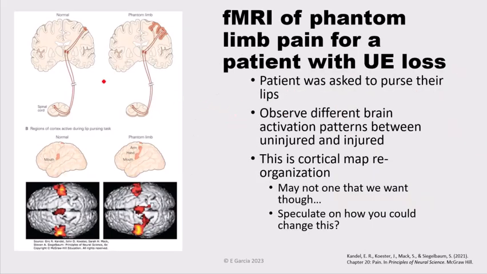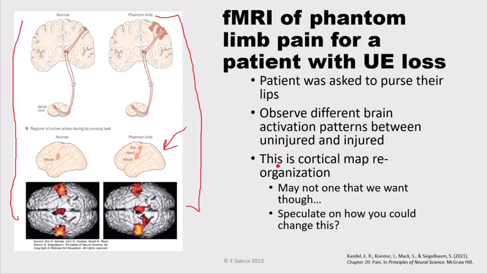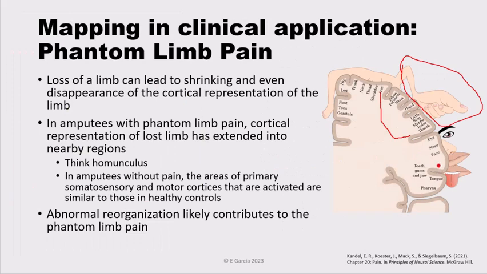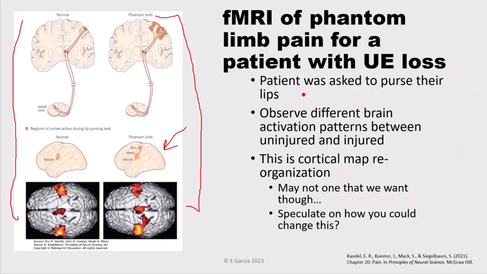So what you have here is an fMRI of a person with limb loss and a person without limb loss. So this is the person without limb loss. And they asked this person to purse their lips and look at the parts of the brain that were activated. So basically in the person with limb loss, the arm area got activated when they told them to purse their lips, which makes sense because look, mouth is right next to it. So the brain basically moved things around. It happens. It's cortical map reorganization. It might not always be a reorganization that we want though. So what I want you to think about is, how on earth do you change that? Because you can. It's hard, but you can.